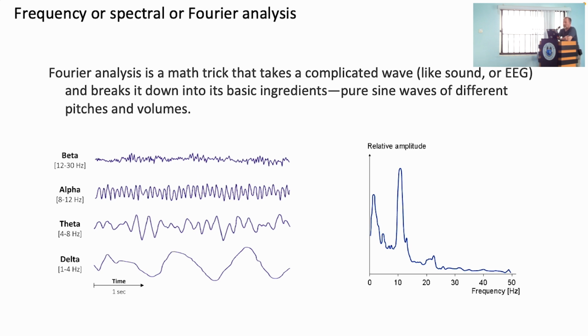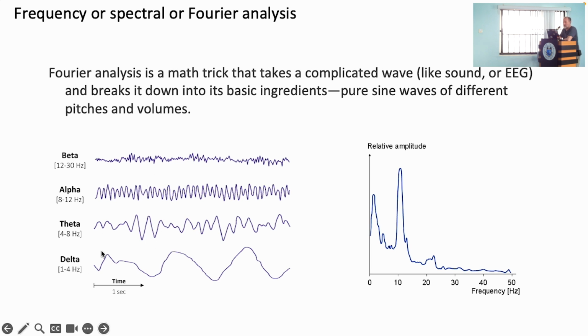If I'm saying frequency analysis, sometimes I'm saying spectral analysis, sometimes I'm saying Fourier analysis, and they're all the same. They're all based on the same principle, and Fourier analysis is a mathematical approach that takes a complicated wave, which can, for example, be sound, but it can also be EEG, and it breaks it down into its basic ingredients. With Fourier analysis, we assume that these basic ingredients are sine waves of different pitches and volumes. That's if we think about sound.